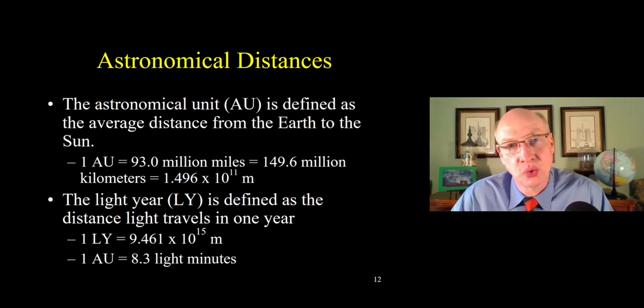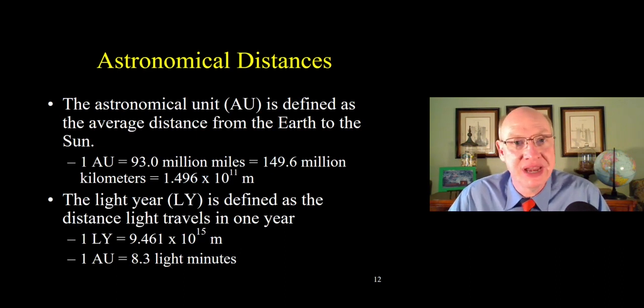Now, outside our solar system, even the astronomical unit is too small, and astronomers use light travel time. And the most commonly used distance in light travel time is the light year. It's defined as the distance that light travels in 1 year. Light travels 300,000 kilometers per second, about 186,000 miles per second.